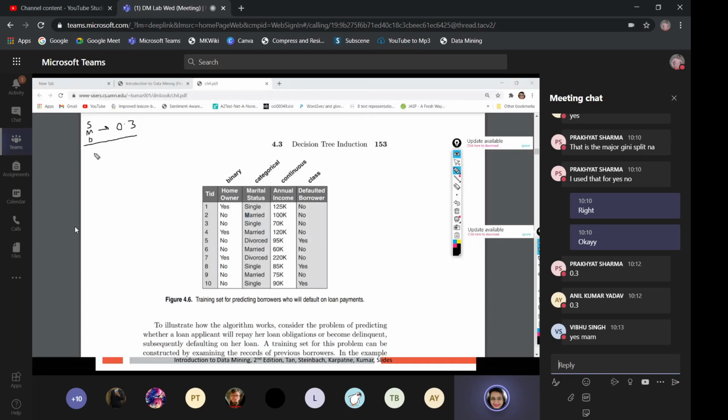Now I want you to do it for single and married together and divorced separate. What is the gain? Single and divorced together, married separate. What is the gain? And single separate, with married and divorced together. What is the gain? Please help me out with this. Now you have to solve it for yourself. I will finish the class if you solve this.